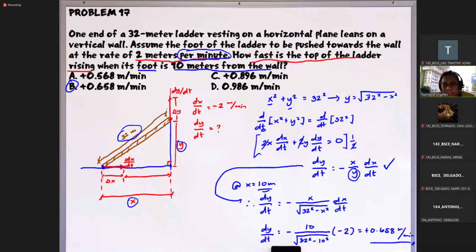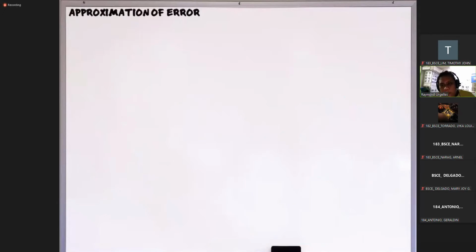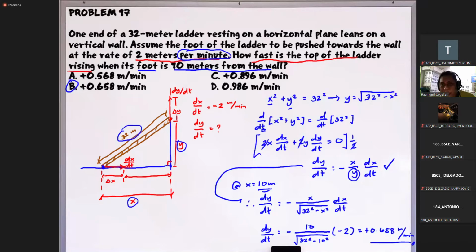Pagdating sa integral calculus at differential equations, mas mataas yung level nila kaysa sa differential calculus, kasi gumagamit sila ng concept ng calculus. Kailangan naiintindihan nyo talaga kung anong ibig sabihin ng integration at anong ibig sabihin ng differentiation pagdating sa differential equations and integral calculus. So let's move to the next topic.